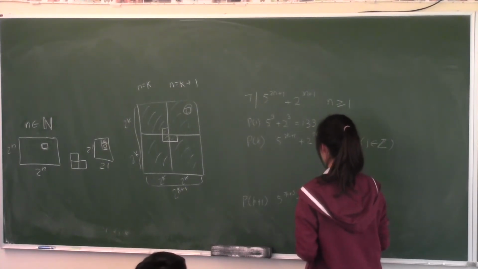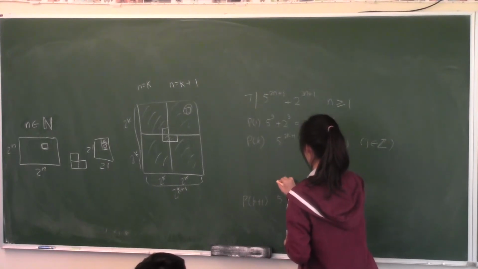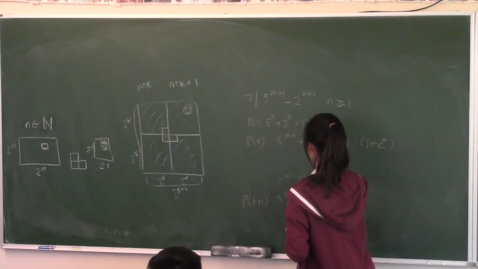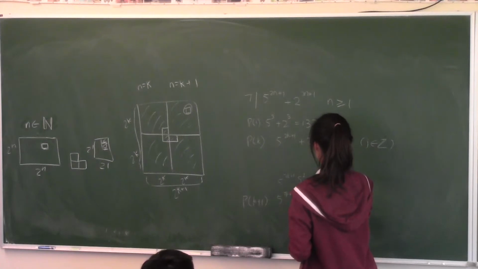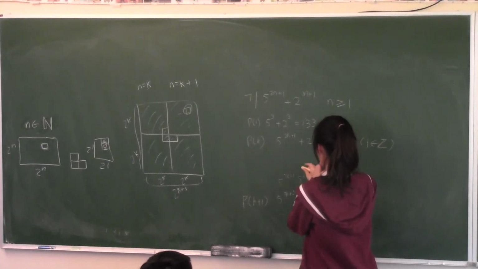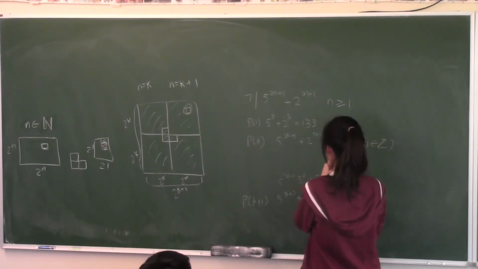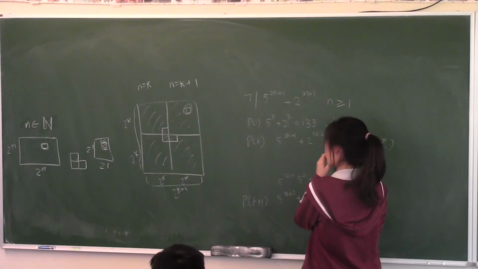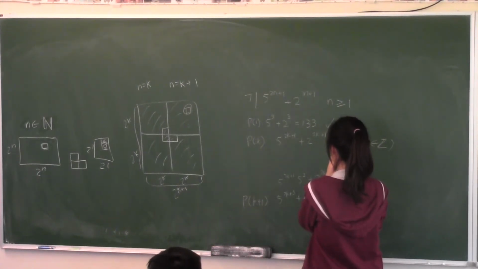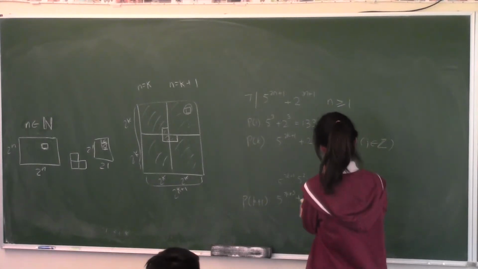And that's like 5 to the 2k plus 1 times 5 squared, plus 2 to the 2k plus 1 times 2 squared. And that number is 100. How can that be? Wait, hold on. No, you don't multiply. I forgot how to do it actually. Wait a second.